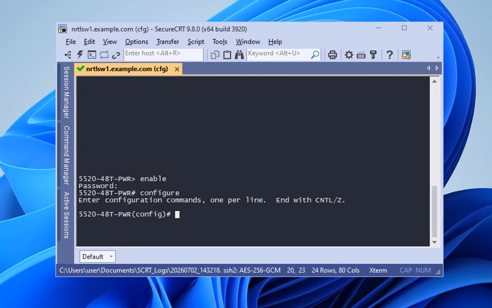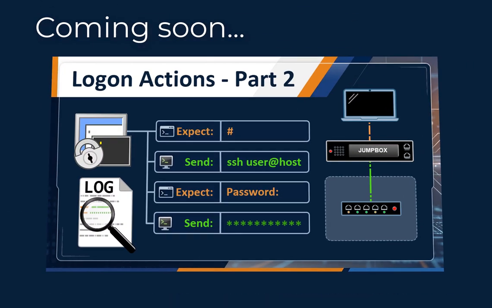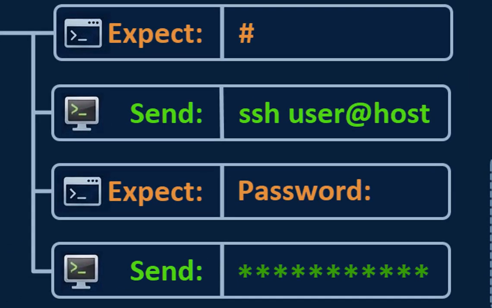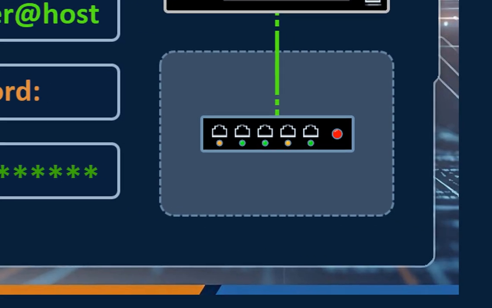That's all for this introduction to SecureCRT's Logon Actions feature. In the next video, I'll be demonstrating how to automate jump host hops by getting connected to a jump host server and automating the SSH command that I need to run to get connected to a secondary host.